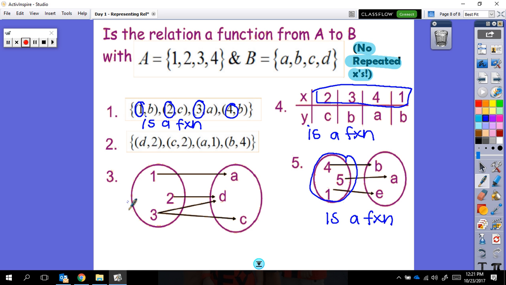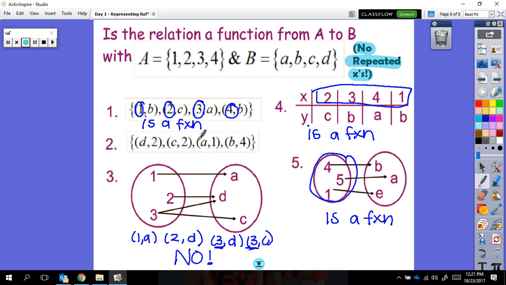What about this one? Check out, do you see how this 3 goes to 2 different y values? If we were to write this as ordered pairs, it would be 1 comma A, 2 comma D, 3 comma D, 3 comma C. There's your repeat. Okay, so this one is a big fat no.